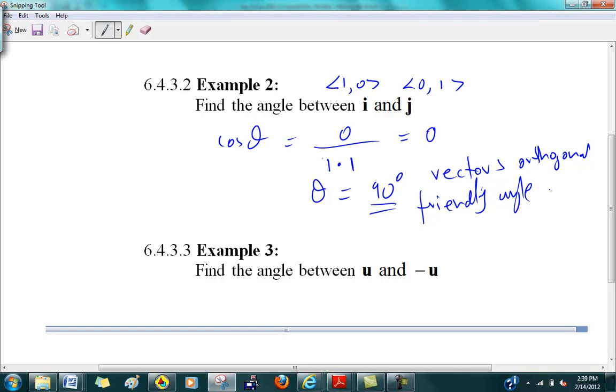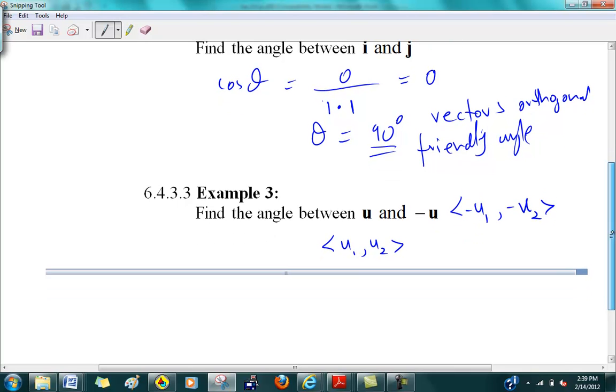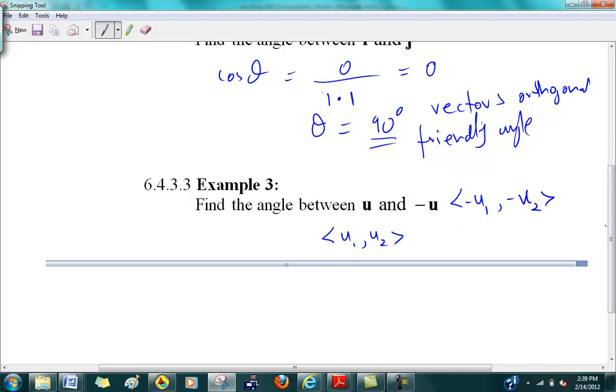Alright, the next one is the angle between u and negative u. So let's do this in a very formal way. Okay, we're going to call this u1, u2. Oops, let me erase this and write it neatly. You have u1, u2. So then minus u is going to be negative u1, negative u2. Okay, you just reverse the signs of each one of the components.